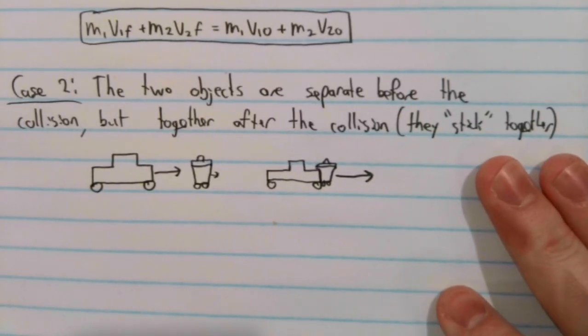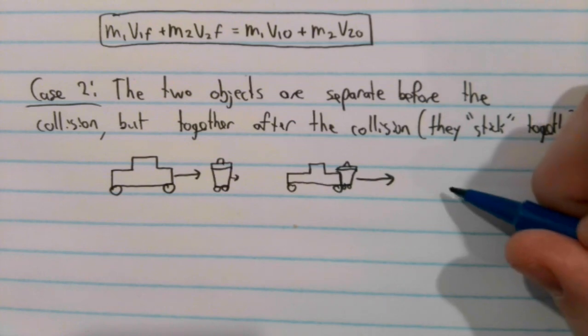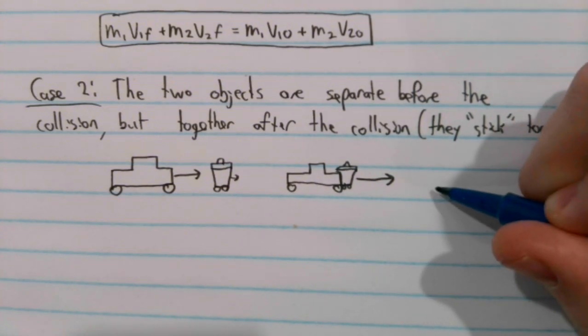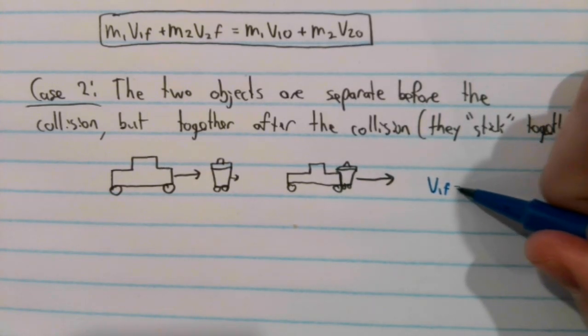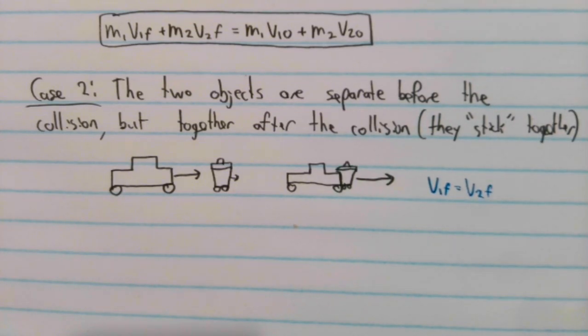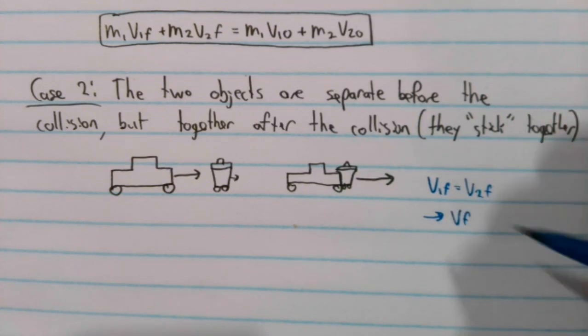So this is called an inelastic collision. In this case, the important thing to realize is that the final velocities are the same for each of these objects. So the final velocity of the car, v1 final, is equal to the final velocity of the garbage can, which is v2 final, so we can just write it as v final.